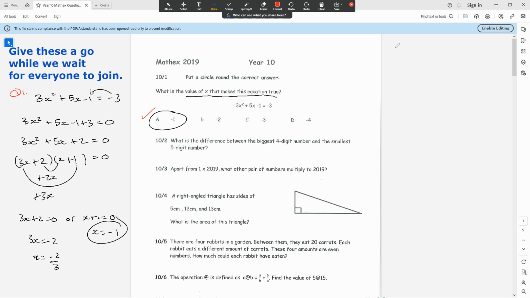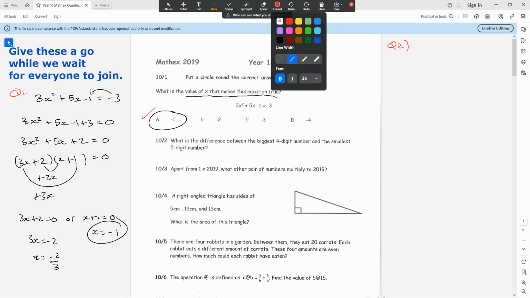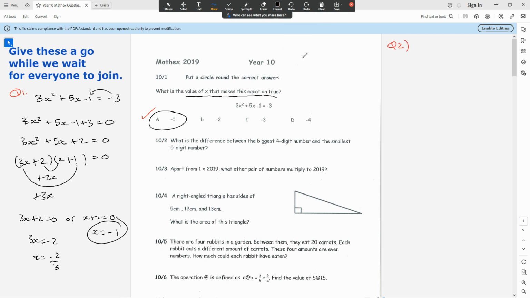Okay, let's go to question number 2 now. Let's see what this is all about. Question number 2 says, what is the difference between the biggest 4-digit number and the smallest 5-digit number? All right, that's pretty interesting. How do we tackle a question like this? Where do we start from? What is the biggest 4-digit number?